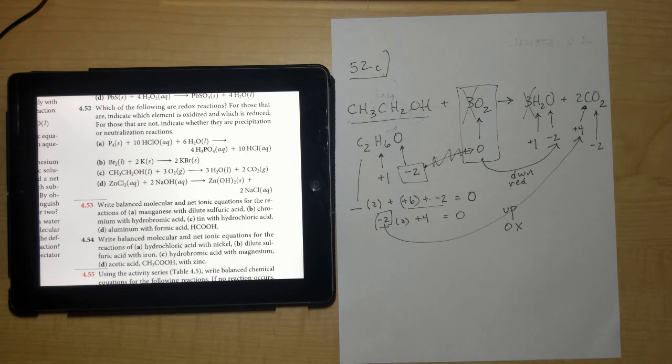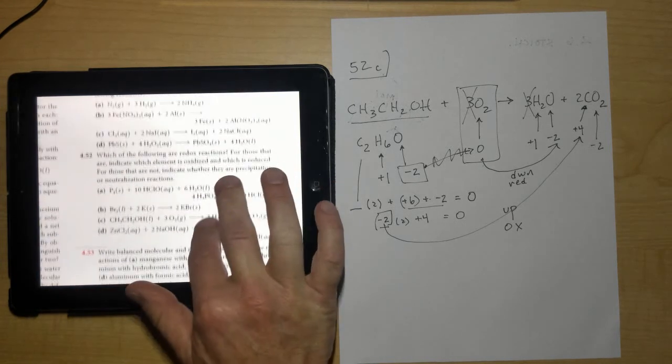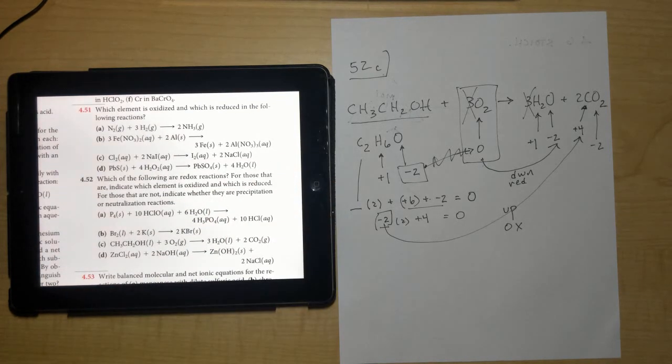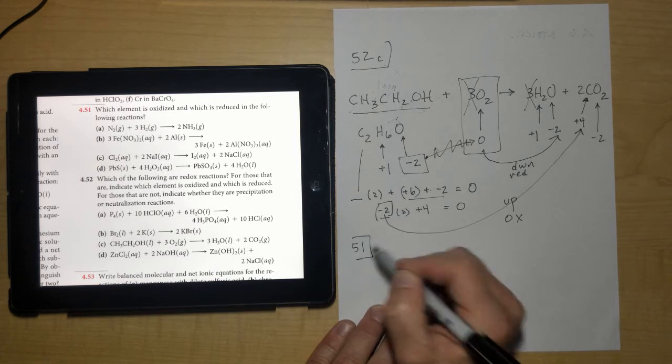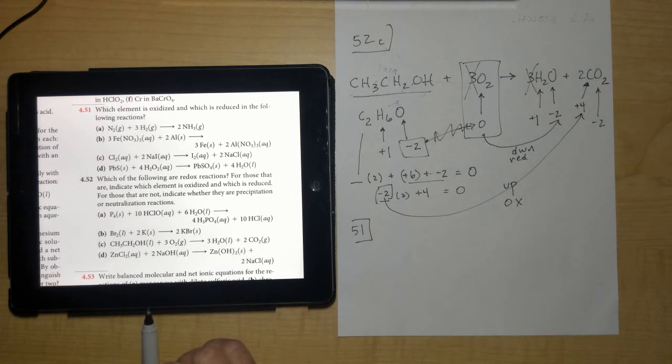Which other ones would you like to see? Should we do 52C? Should we do some from 51? Number 51 is the request. Okay. Any particular ones there, or just start?